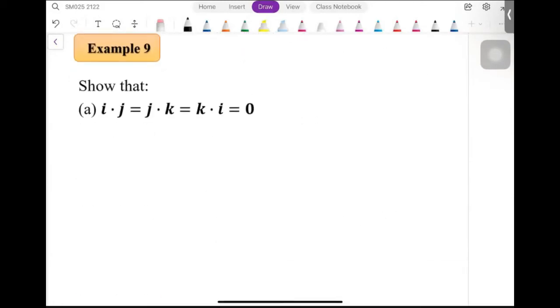Moving on. Next one. We have to show that i dot j is the same as j dot k equal to k dot i, and all these are 0. Before we start with the process, first we have to define what vectors i, j, and k actually are in 3 dimensions. For vector i, it means that we only have a coefficient for i. That's why we get 1, 0, 0. Next one, for vector j, we have only a coefficient for the j element, so our vector will be 0, 1, 0. And for vector k, this will be 0, 0, 1.